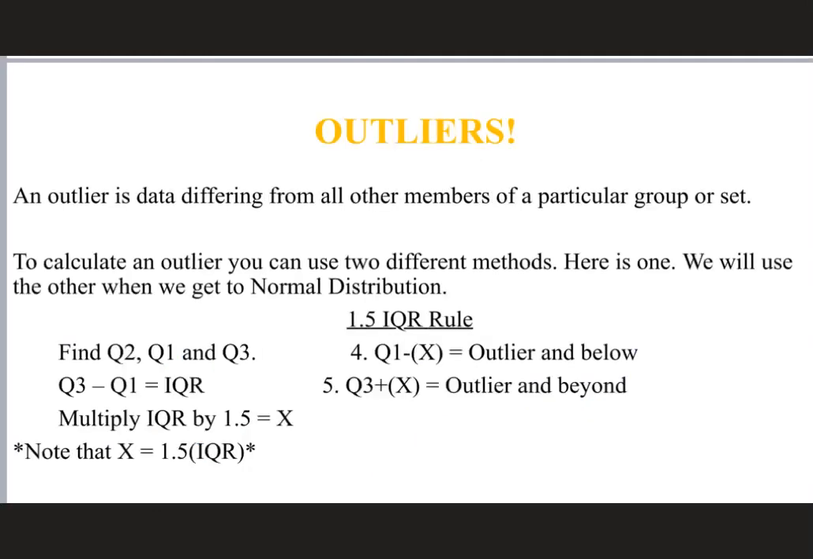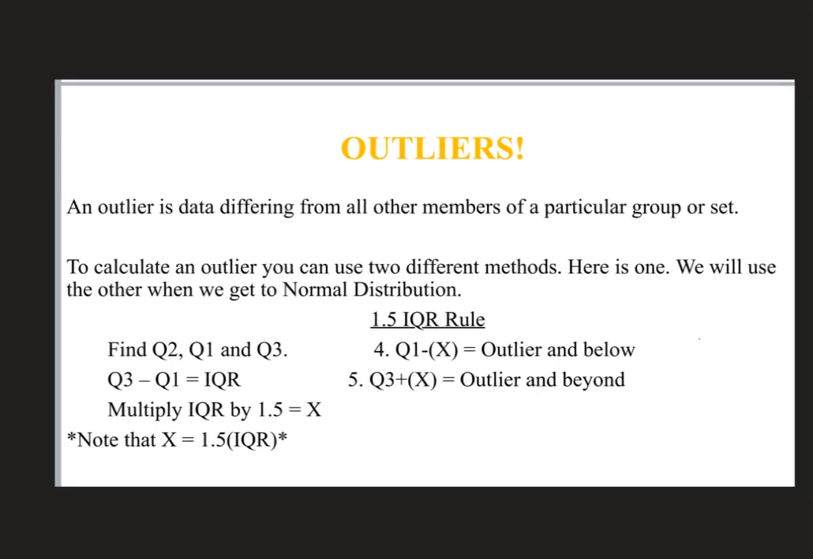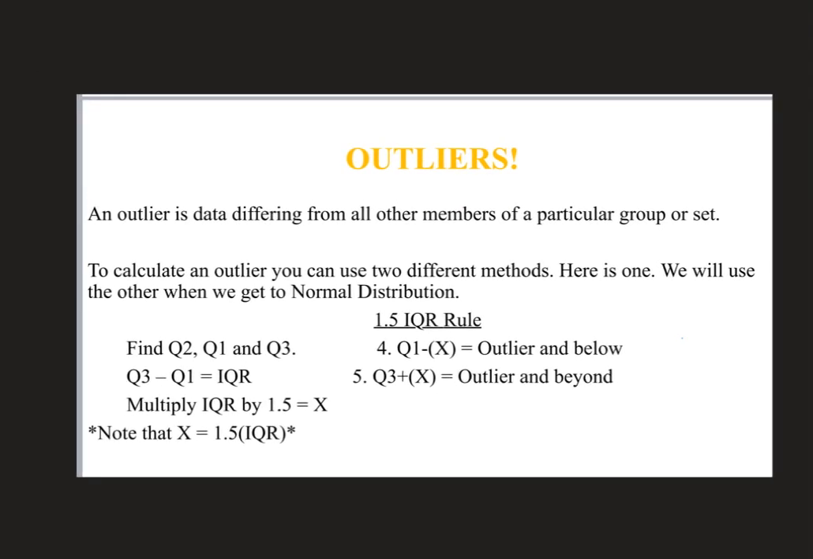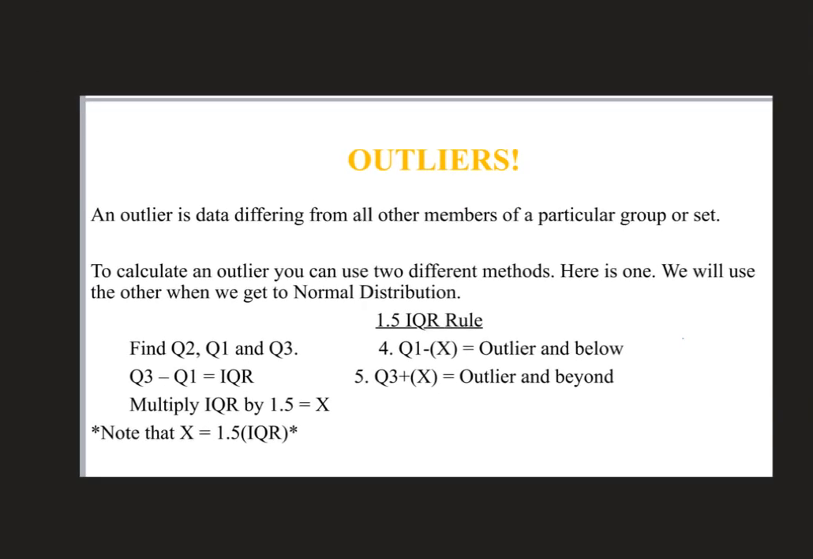Okay, now outliers, we can find outliers a couple different ways. Okay, these are the steps to find outliers. Outliers are just kind of numbers that don't really belong with the rest of the data. It's kind of like the numbers that don't belong in the norm, I guess.